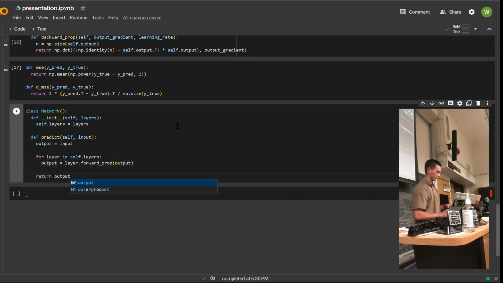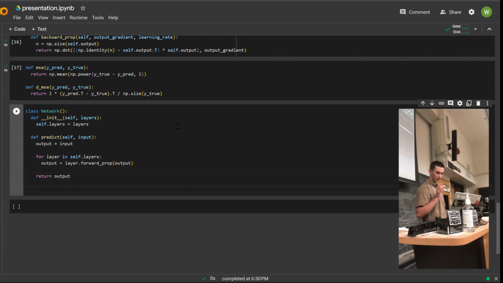And then we return our output. So this has two functions, right? This computes a prediction, but this also does the actual forward propagation for us. And now the fun part, going to define the training function.